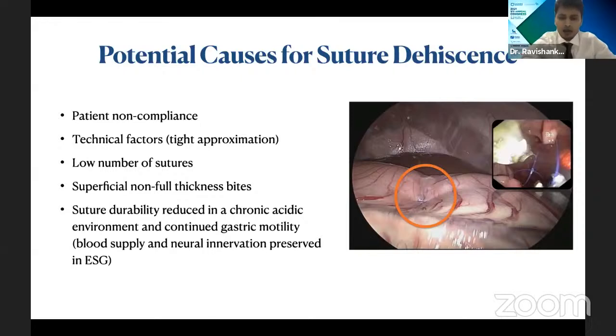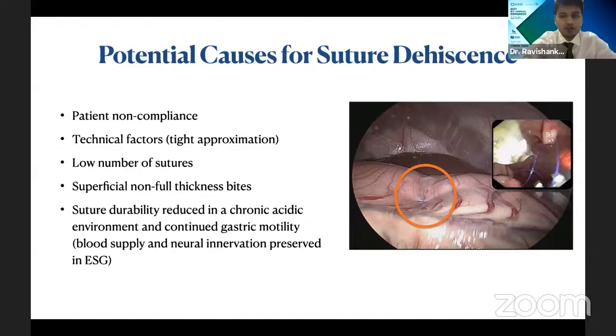And there are issues with the type of suturing. Sometimes if we use a lesser number of sutures, or if we don't perform consistent full thickness suturing, then the suture cuts through the mucosa and opens up the stomach. In our practice, we typically use around 5 sutures to reduce the stomach for a primary procedure.